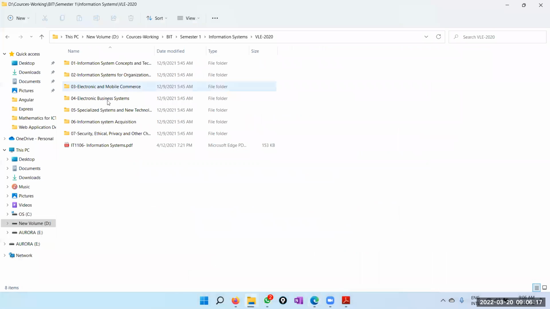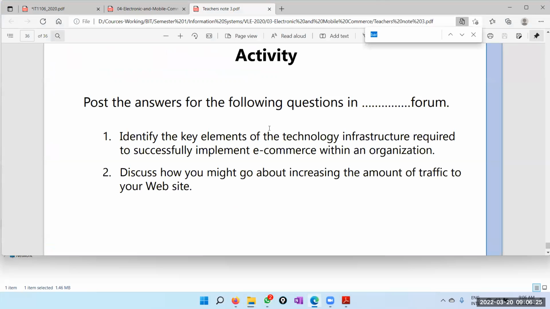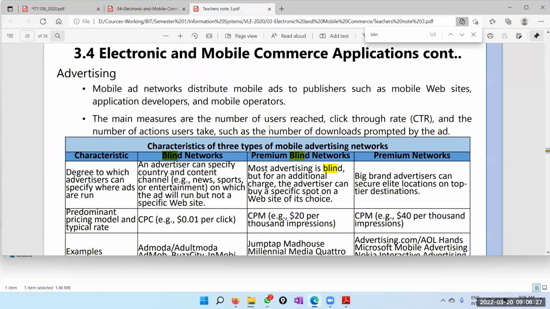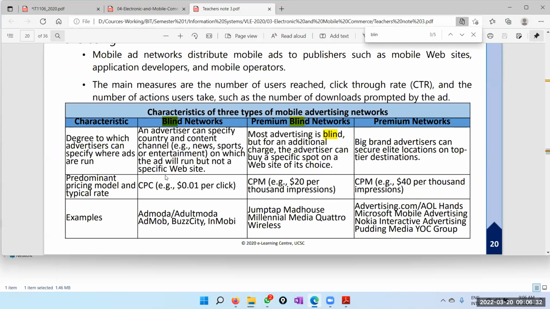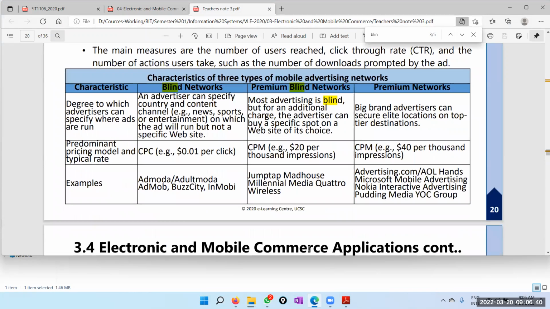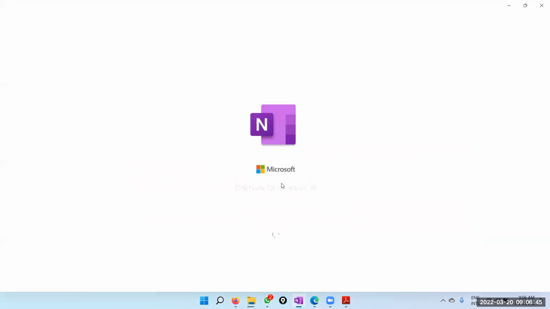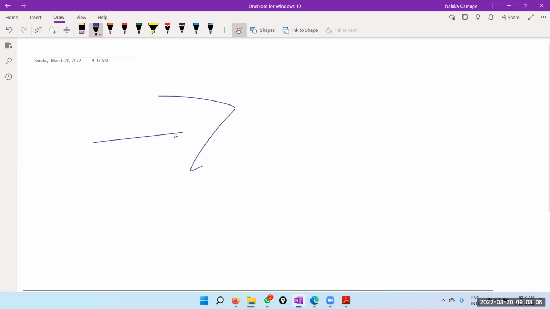Right. So let's see whether it's mentioned. I think it was mentioned in your Electronic and Mobile Commerce note, the blind networks. Yeah, you can see it's directly mentioned in your note as well, but I think it was not in our note. The blind networks, premium blind networks, premium networks. I'll just explain a little bit on how advertising is done in e-commerce.